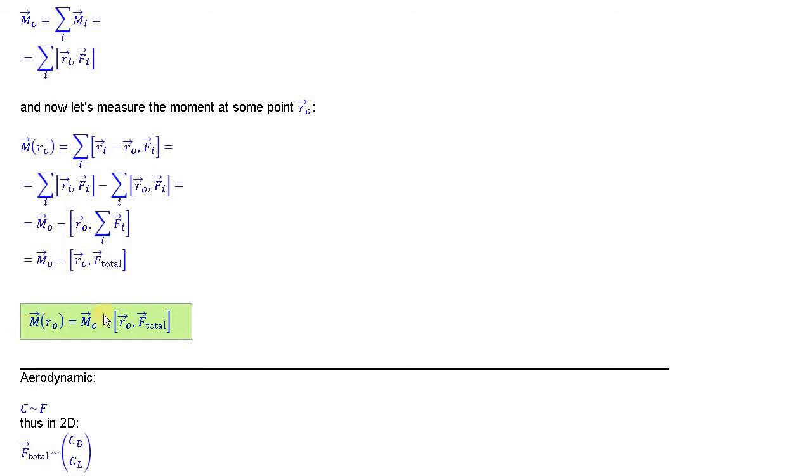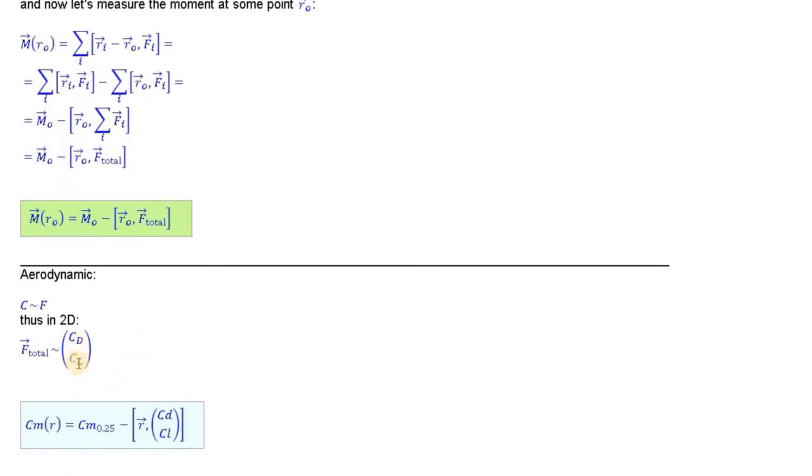And here is the final equation. With respect to the aerodynamics, the force vector is proportional to the vector constructed from the coefficients. So we have drag and lift coefficients, the drag coefficient obviously on the x-axis and the lift coefficient on the y-axis, and thus we can rewrite this equation in terms of the coefficients. So we have the moment coefficient at any point we wish, equal to the moment coefficient measured at a quarter of the chord or computed with XFoil, for instance, minus the cross product of the radius vector going to this point of interest, multiplied by the vector constructed from the lift and drag coefficients.